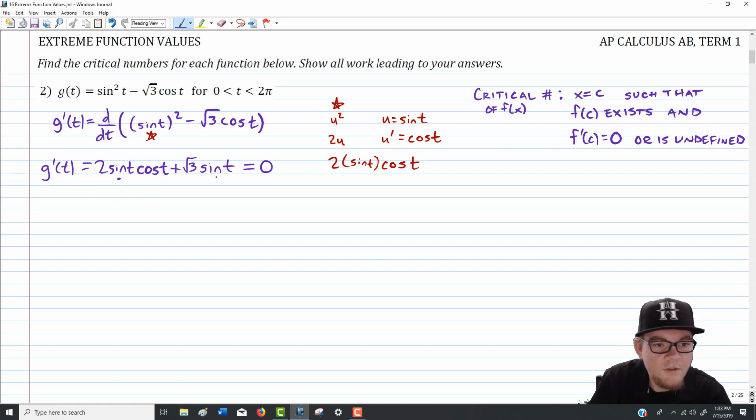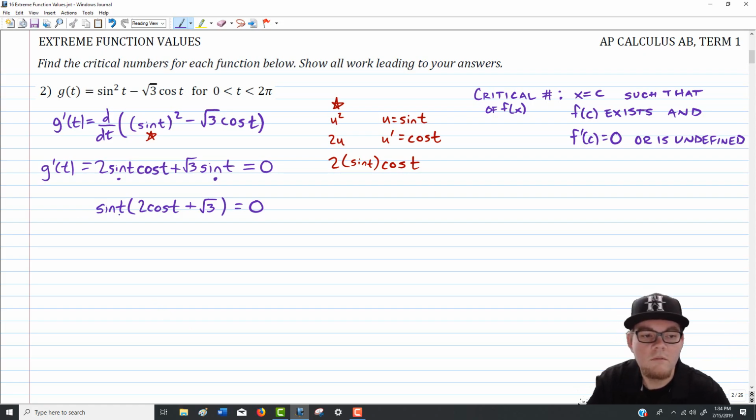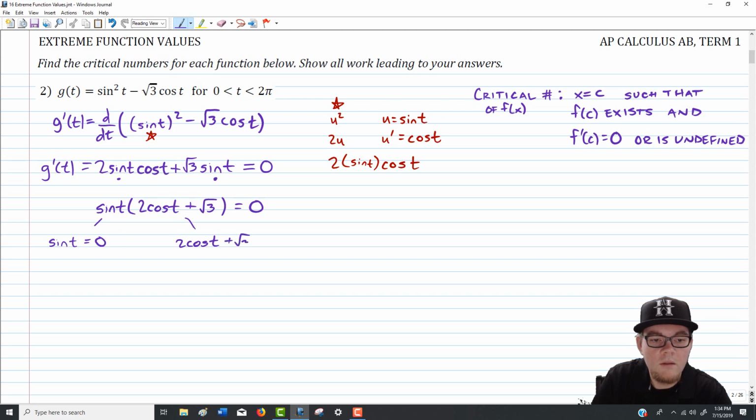So here's what I'm going to do. First thing I notice is that there's a GCF of sine, so I'm going to factor out a sine of t. You're getting some advanced trigonometric solving here. So we need to solve this equation. Of course, with the zero products property, we get two options. We either can have sine of t equals 0, or we can have 2 cosine of t plus root 3 equals 0. Those are our two options.